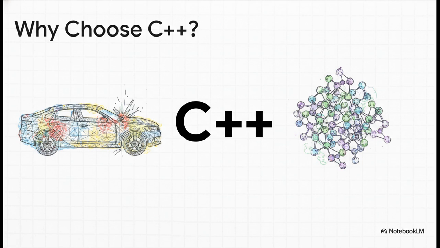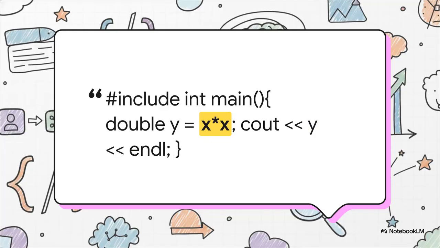You know, the kinds of programs that model car crashes or simulate how millions of individual molecules behave. But, and this is a big but, the trade-off for all that power is a much steeper learning curve and a lot more complexity. And you can totally see that complexity reflected right in the code.